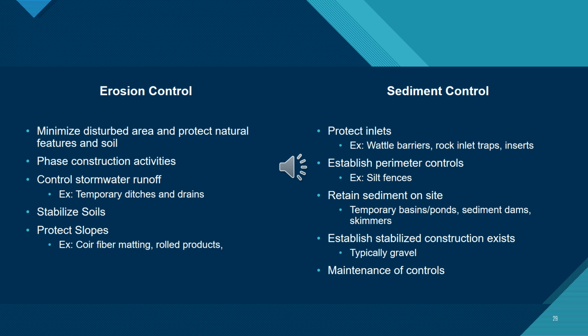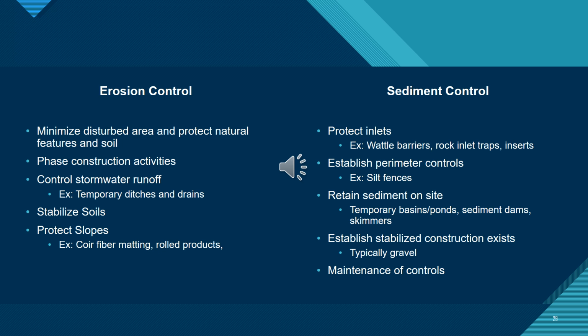Erosion control. Minimizing disturbed area and protecting natural features in soil. Phase construction activities. Control stormwater runoff. An example would be temporary ditches and drains. Stabilize soils and protect slopes. Examples would be coir fiber matting and rolled products.